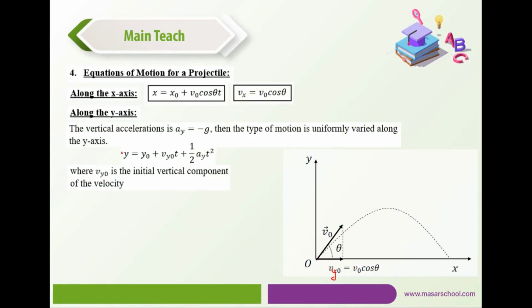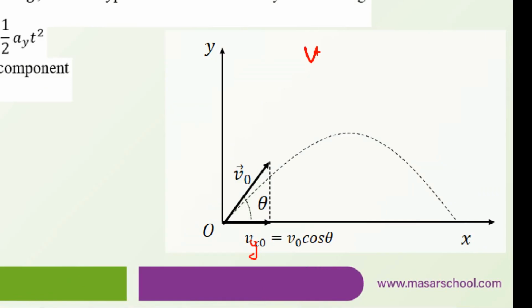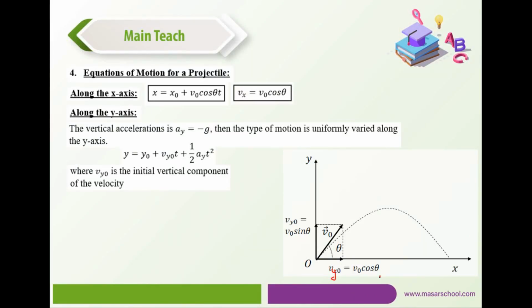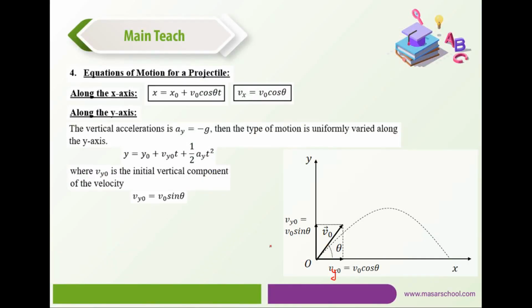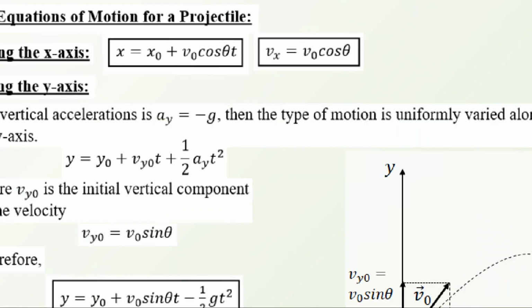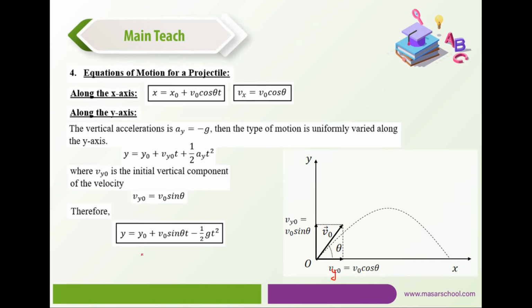Now in the equation of motion we have vy0. How to determine vy0? Vy0 is related to the initial instant, which is here, and represents the projection of V0 along the y-axis. And if this is cosine, then that would be sine, so Vy0 would be V0 sine theta. Replacing this result in the above equation of motion, and ay would be replaced by minus g, then the vertical position in terms of time is given by that.